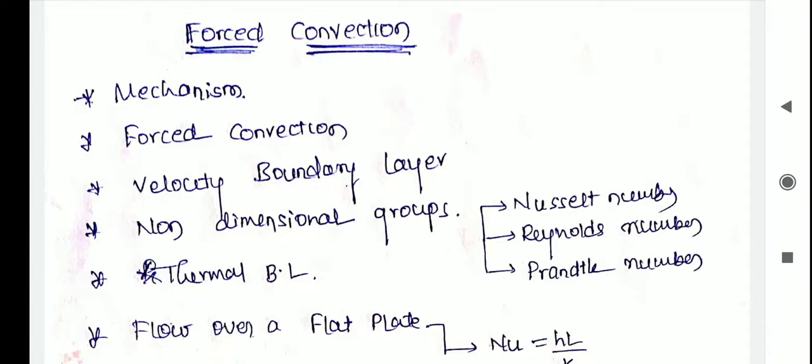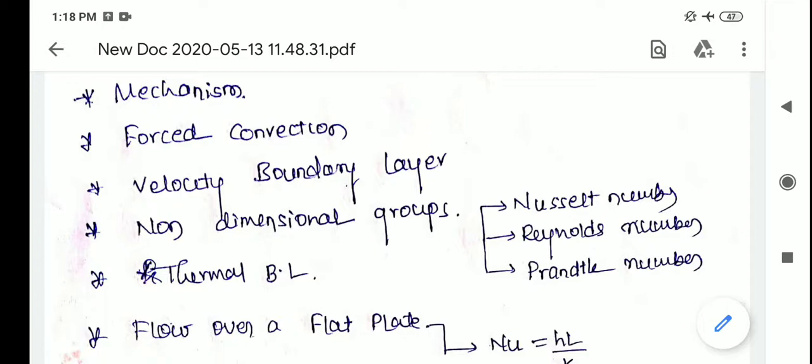In case of natural convection, the fluid moves due to the density difference caused by heat transfer between the solid and liquid, right? In case of forced convection, the fluid motion is imparted by external means, that is pump, fan, blower, etc. So next one is the mechanism of forced convection, right?